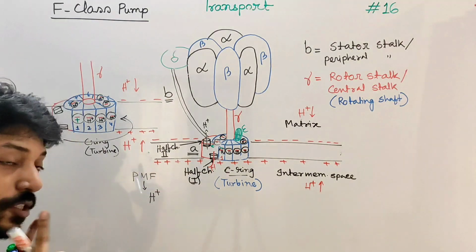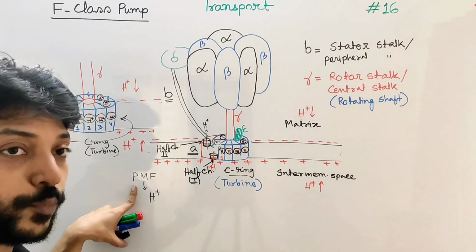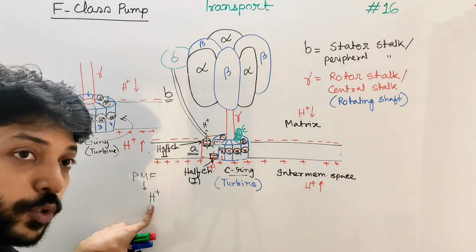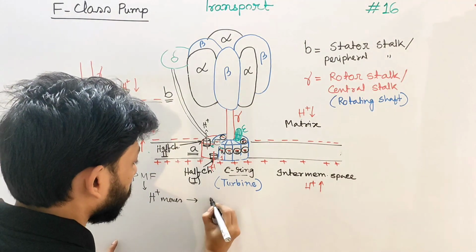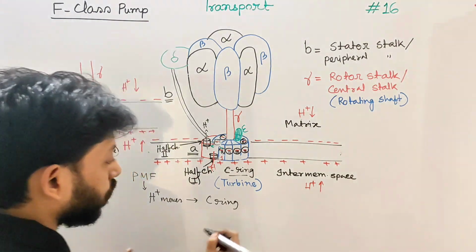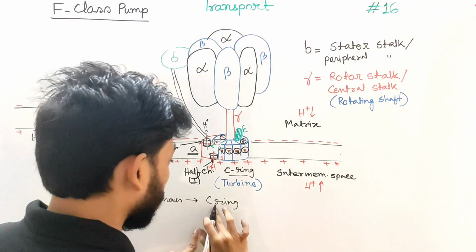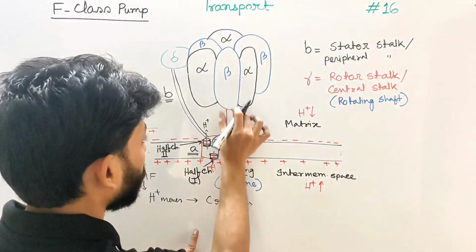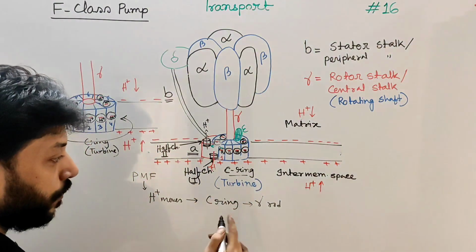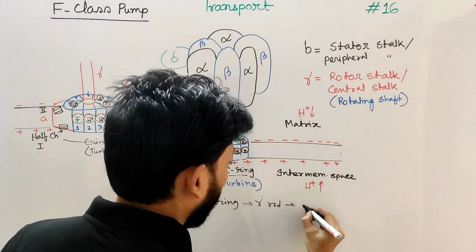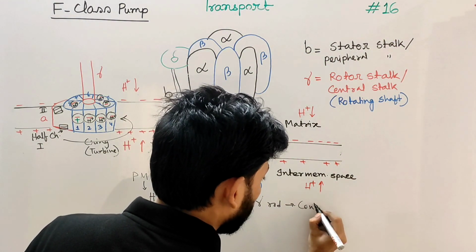So for the first point, we have to remember that there is a proton motive force. That proton motive force helps in the movement of protons. So protons move through the C ring, and that's how the C ring actually rotates. These rotations cause the rotation of the gamma rod. This is a rod-like structure. Then the movement of gamma causes the conformational change.